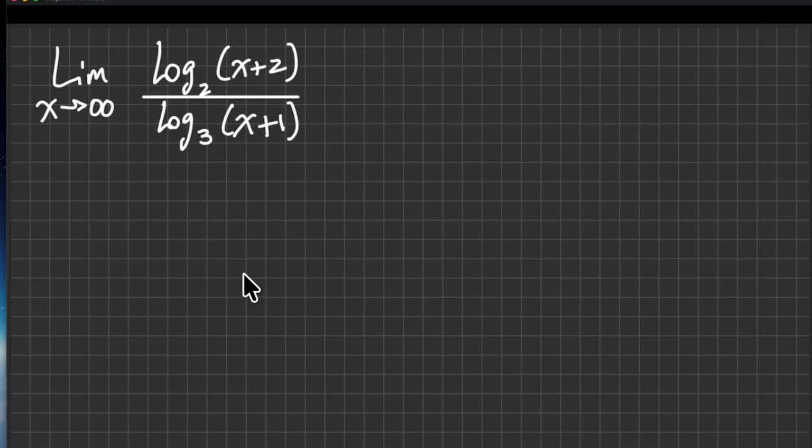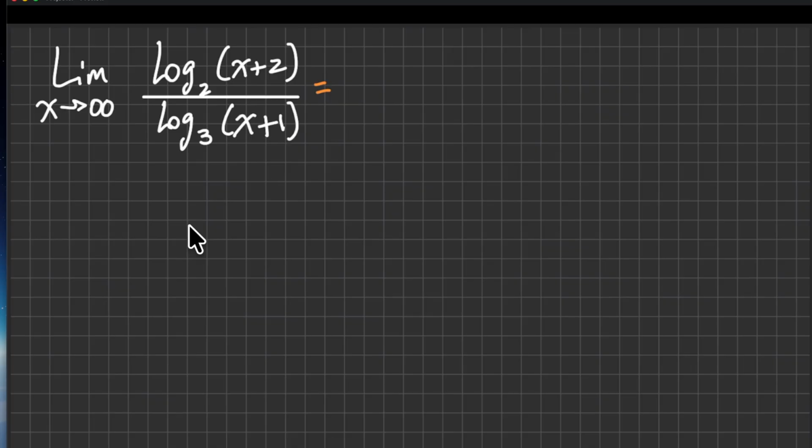Next, we have the limit as x goes to infinity of log base 2 with an argument of x plus 2 over log with a base 3 of an argument x plus 1. So if we plug in infinity to both of these, we're going to get infinity over infinity, so that is L'Hopital's friendly. So we're going to take the derivative of the top.